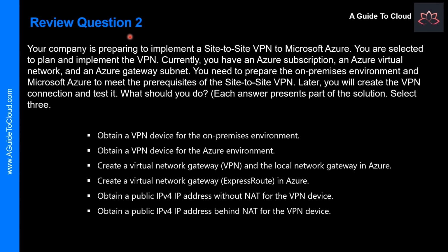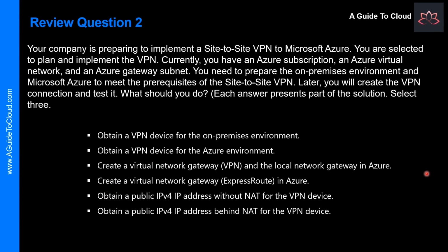Let's look at question number 2. Your company is preparing to implement a site-to-site VPN to Microsoft Azure. You are selected to plan and implement the VPN. Currently, you have an Azure subscription, an Azure Virtual Network, and an Azure gateway subnet. You need to prepare the on-premises environment and Microsoft Azure to meet the prerequisites of the site-to-site VPN. Later, you will create the VPN connection and test it. What should you do? We have to select 3 answers to complete the solution.